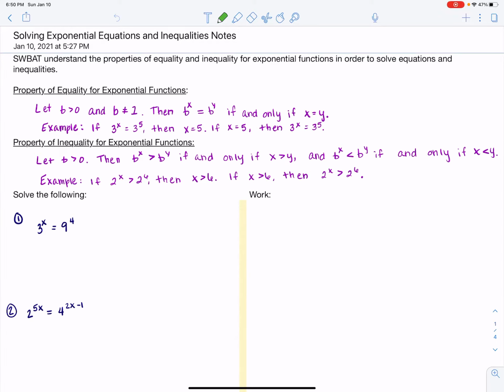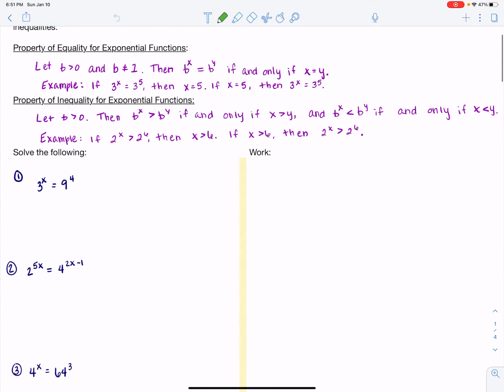So today the student will be able to understand the properties of equality and inequality for exponential functions in order to solve equations and inequalities. So there's two properties we need to know. The first property is the property of equality for exponential functions.